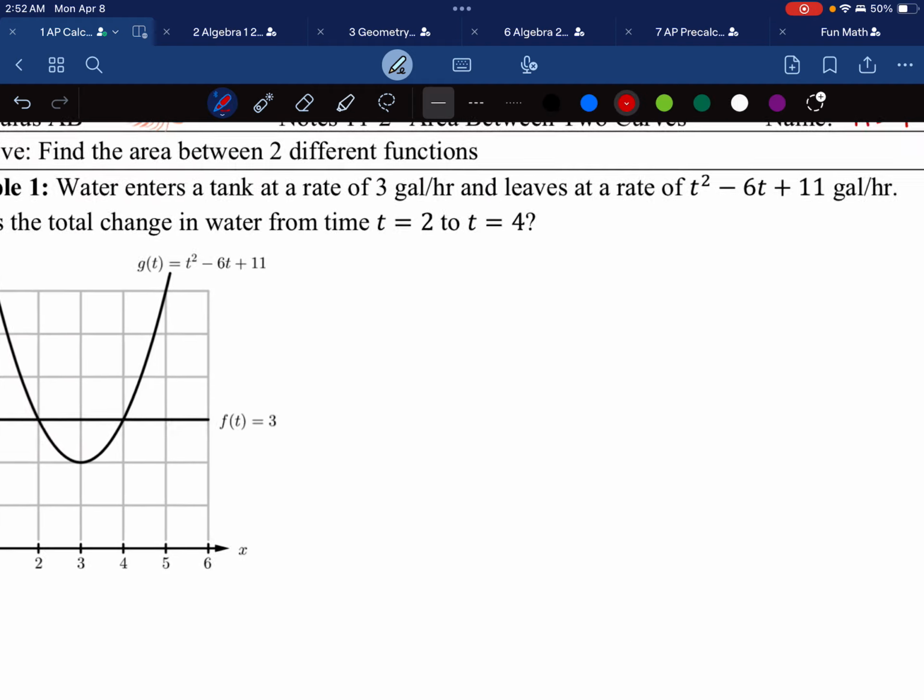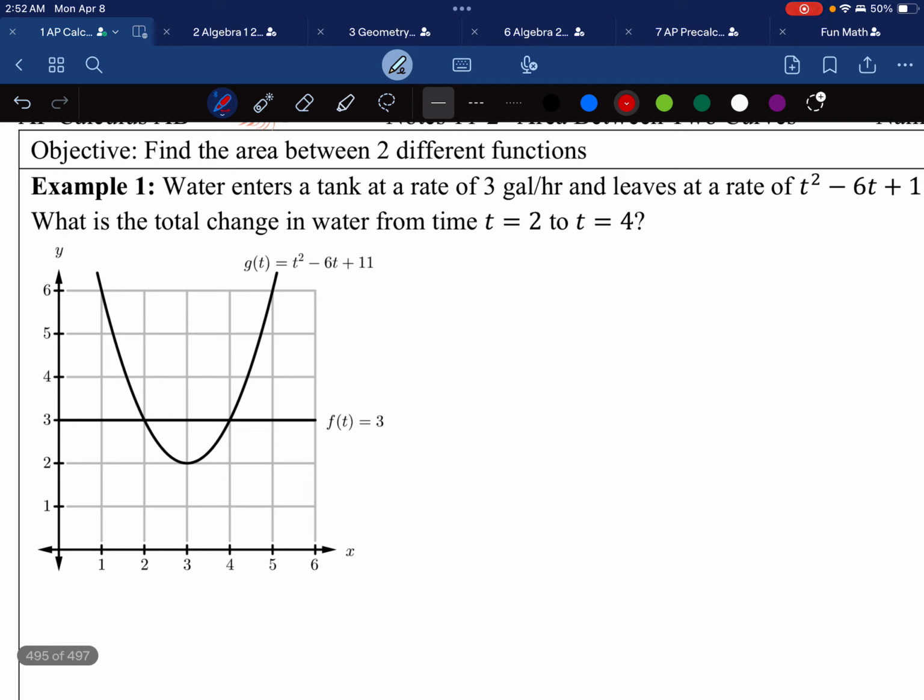Normally what would happen in example 1 is you'd see the words total change in. Total change in, when you're talking about a rate, means you're going to be doing the definite integral between whatever bounds it gives us, 2 and 4 in this case. You'll say this is going to be between 2 and 4 of the positive rate minus the negative rate and call it a day. You would be correct. This is exactly how you set it up.